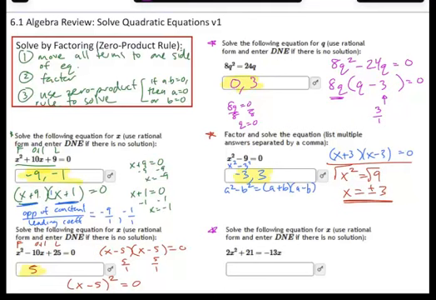Again, the trick to this one is to remember to put all the terms on one side and then solve by factoring.